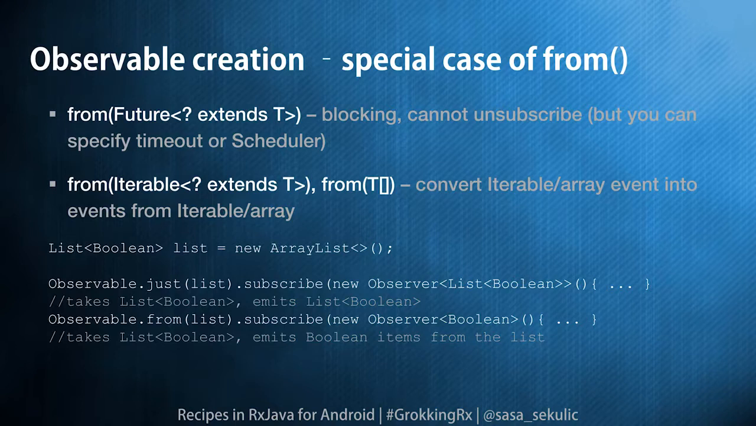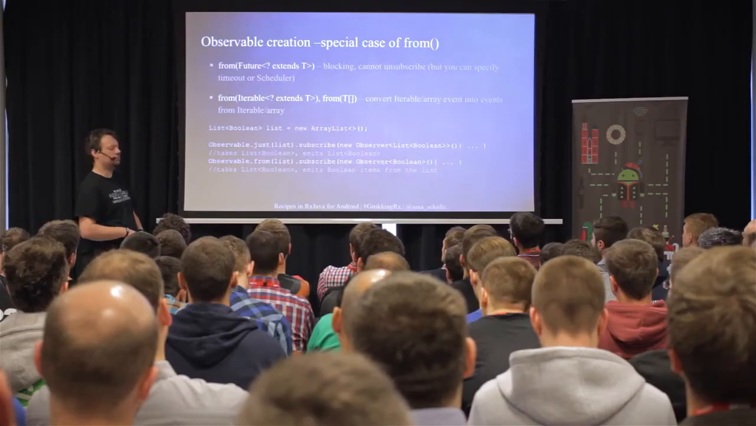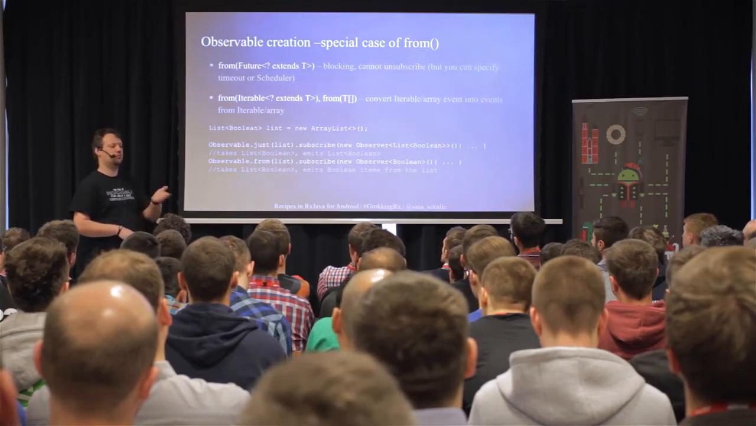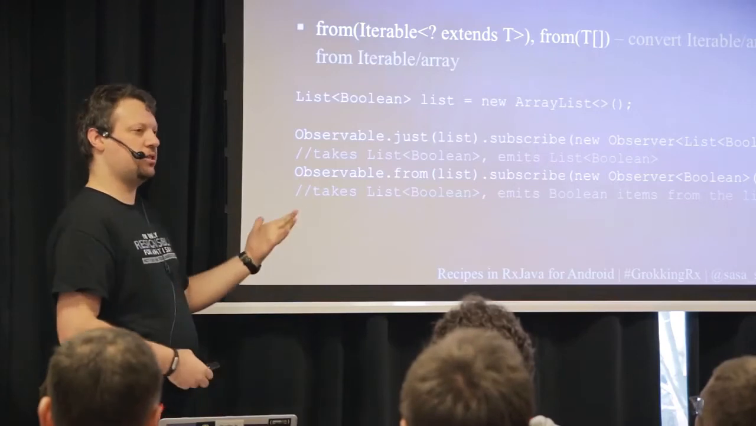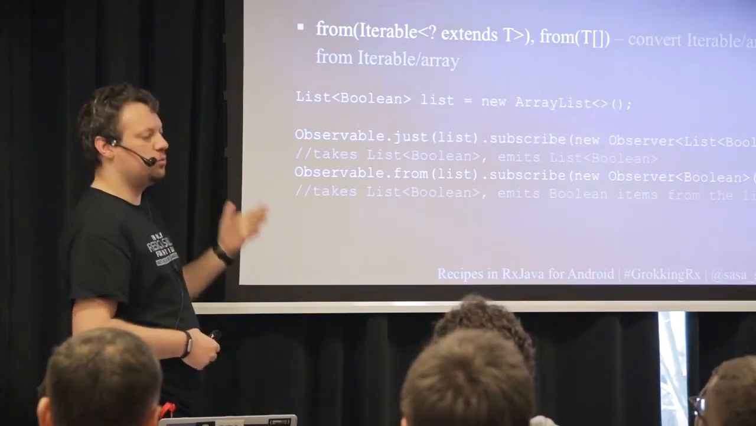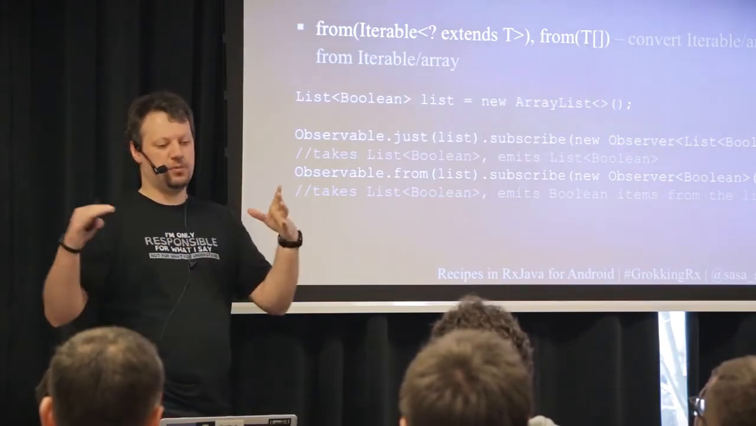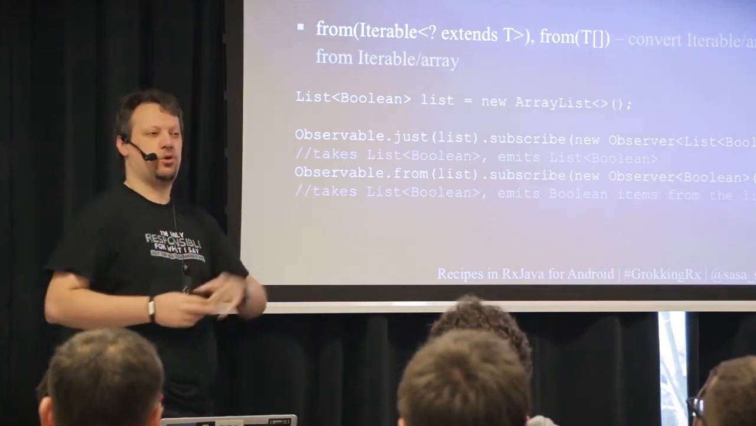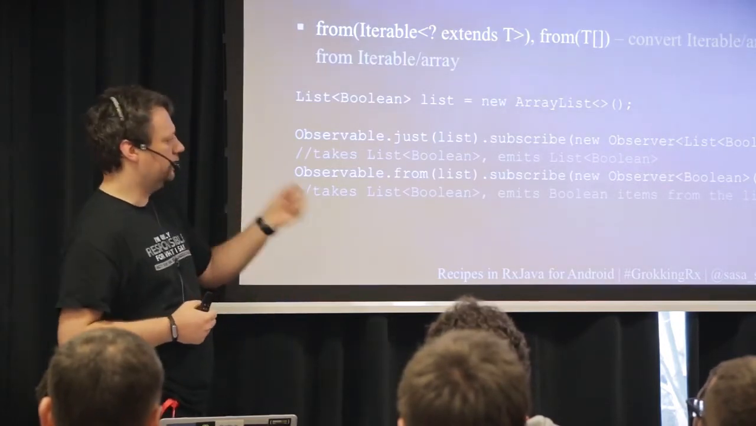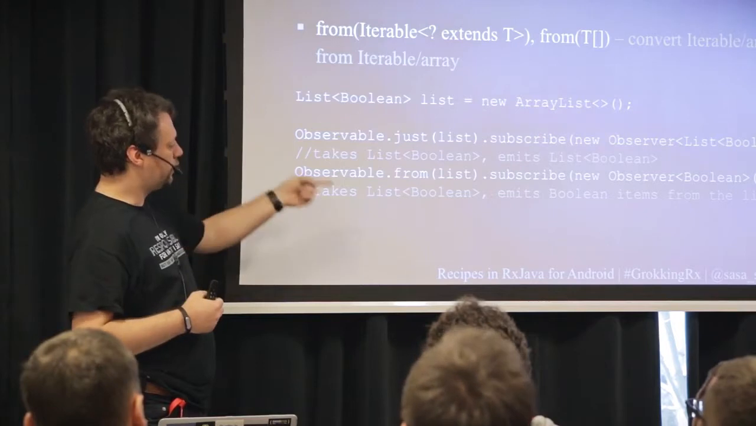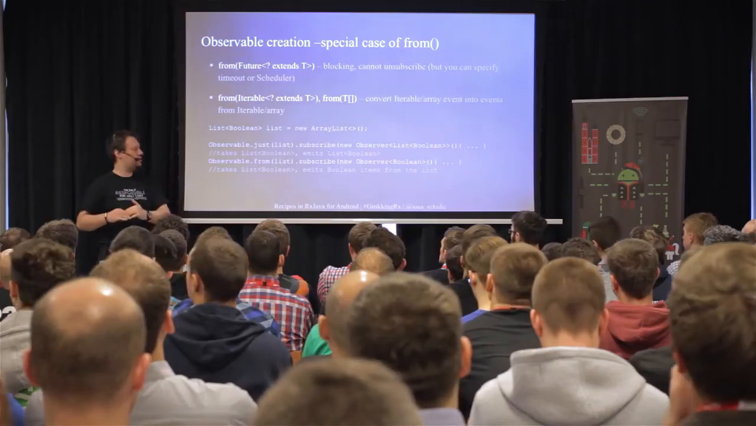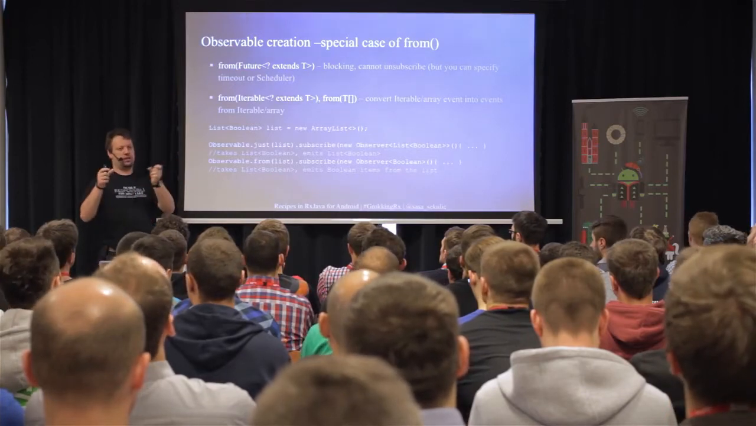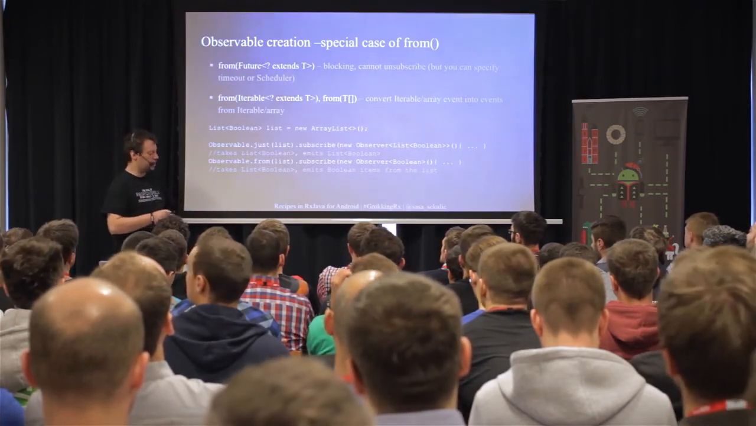So there is also the special case of from. Ivan, again, was talking about it. I know I'm citing him all the time. So it basically takes a list, then transforms that list into a list of events. So if you have, for example, a list of Boolean, if you use from, you will get a sequence of Boolean events. If you use just, you will just get a list. So you can see the difference in the subscribers.